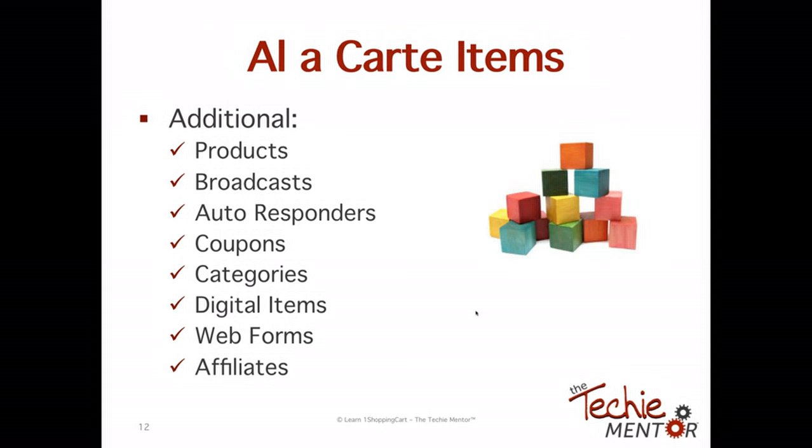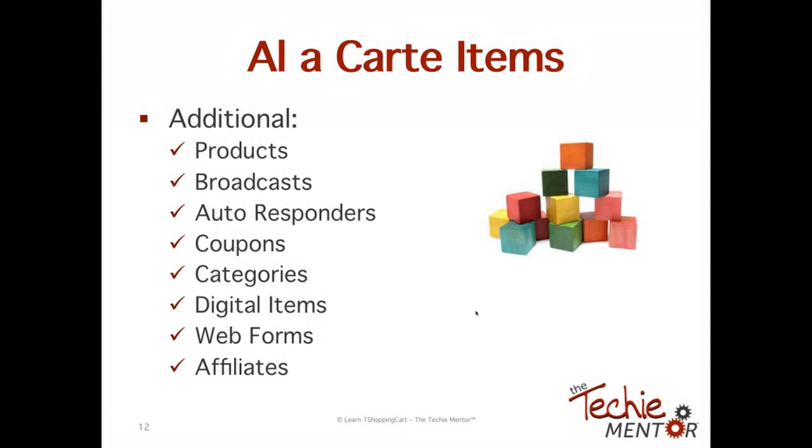So those one-off items, in case they want more than 15 products or 15 broadcasts, you could charge individually for one. So you could say for each new product, it's $10. For each new broadcast, it's $10. For autoresponders, it's $15. For coupons, it's $5. For categories or digital items or web forms.